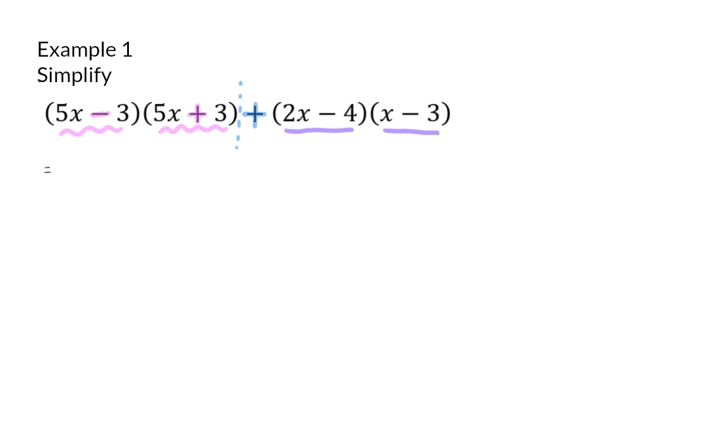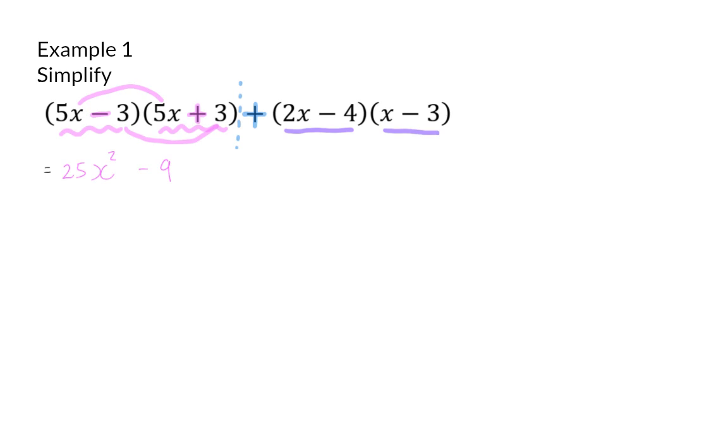This means that we can use one of our shortcuts. We can only multiply the firsts in each bracket and the last terms in each bracket. And this will then give us 25x squared minus 9. Now we can move on to the second term.